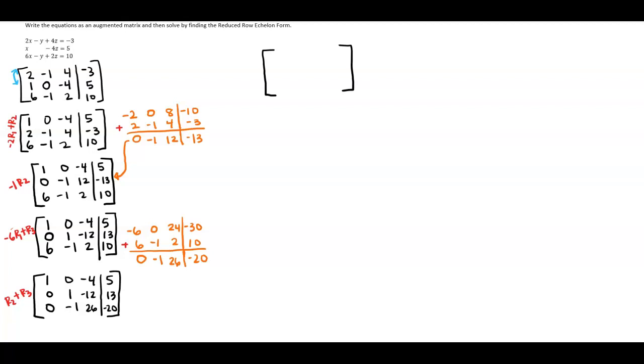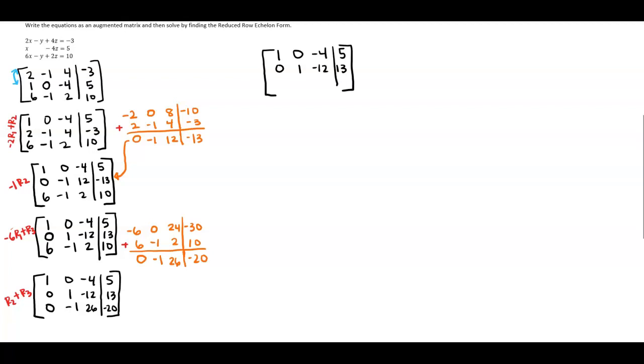So row 1 stays the same. All right, 0, negative 4 and 5. Row 2 is going to stay the same. So 0, 1, negative 12 and 13. But row 3 is the one that's changing.